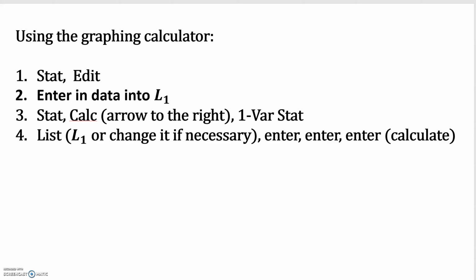So using your graphing calculator, you're going to hit Stat and then Edit. Feel free to pause on this screen. You're going to enter all of your data into List 1. You're going to go to Calc after you hit Stat again. Arrow over to get to 1 var stat. And then you're going to hit Enter 3 times and it will calculate everything for you.